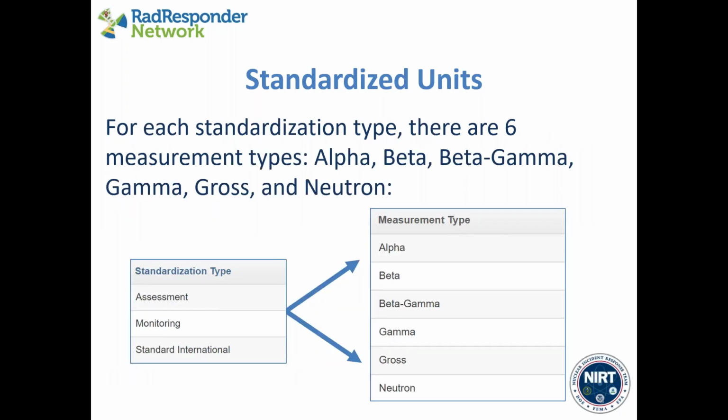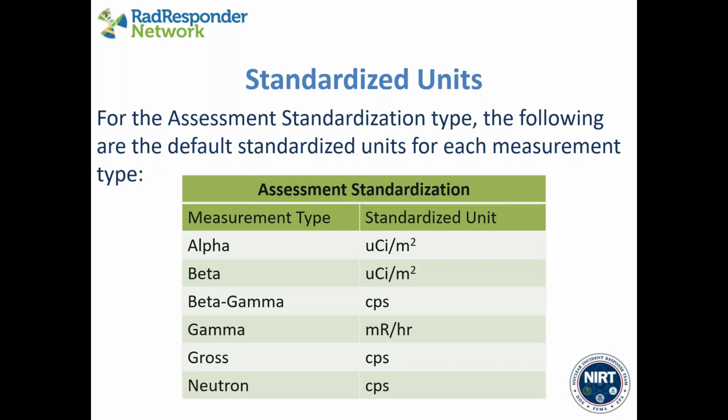And for each standardization type, there are 6 measurement types: alpha, beta, beta gamma, gamma, gross, and neutron. So right here, we're seeing the assessment standardization type, and the following are the default standardized units for each measurement type. So for alpha, beta, beta gamma, gamma, gross, and neutron, we have the default standardized units here.